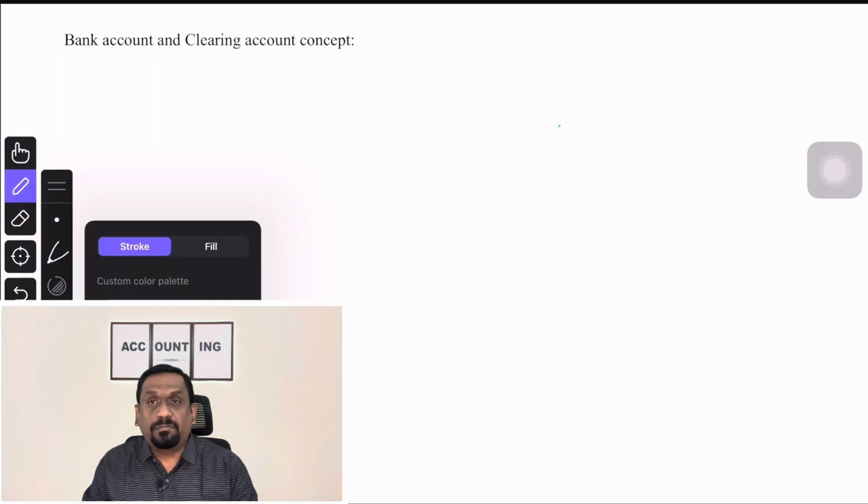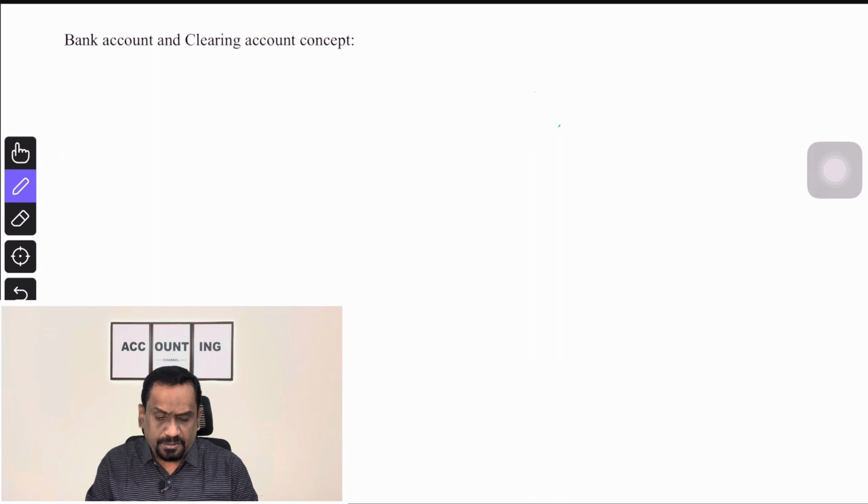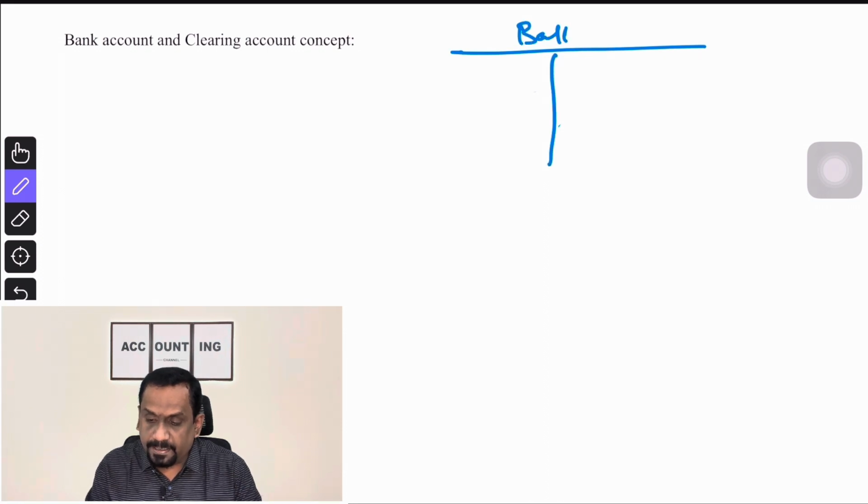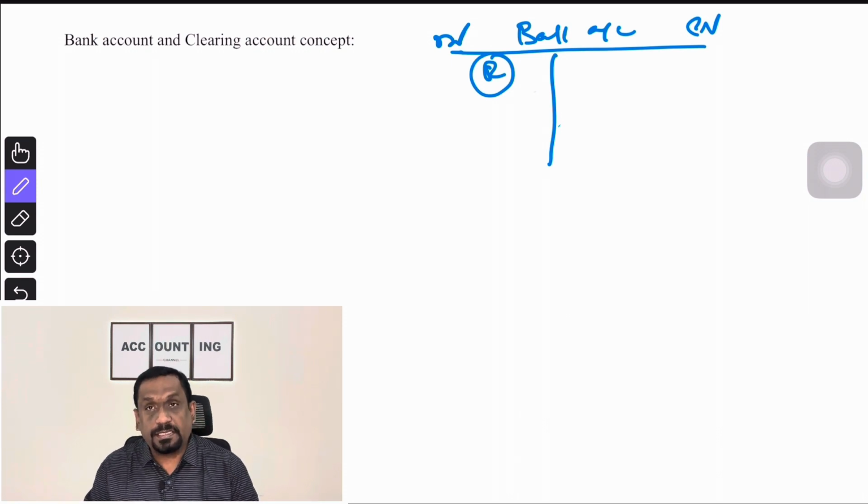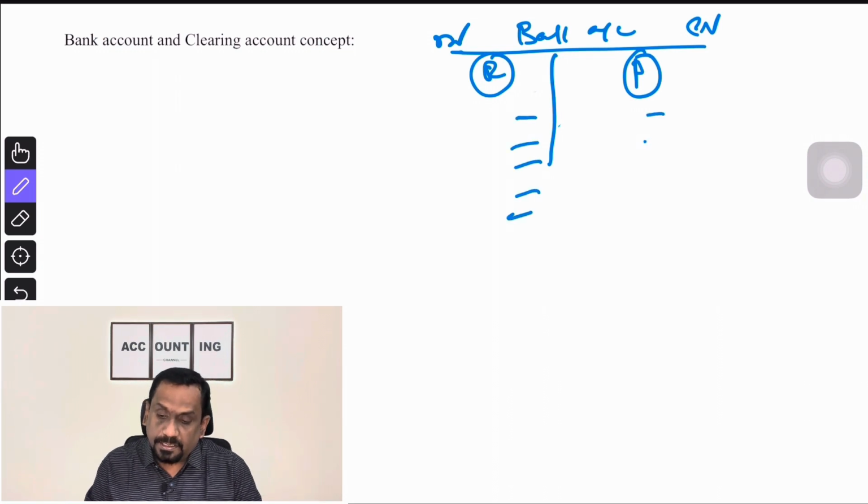We used to maintain our own bank account. That is for sure. Every company used to maintain their bank account. So let us say I have a bank account. What transactions do you post in the debit side of the bank account? All receipts. What transactions do you post in the credit side of the bank account? All payments. So you keep posting receipts in the debit side and payments in the credit side of the bank account. Right? Once this is done, by the end of the month, we go and get the bank statement from the bank.